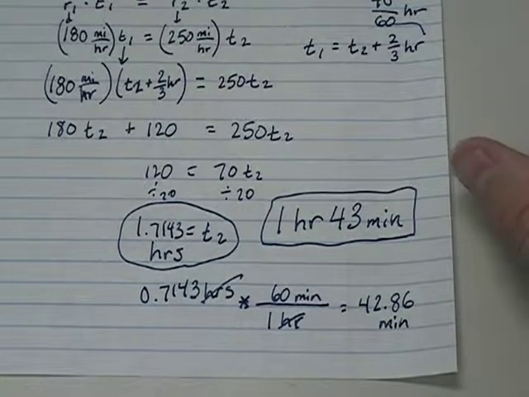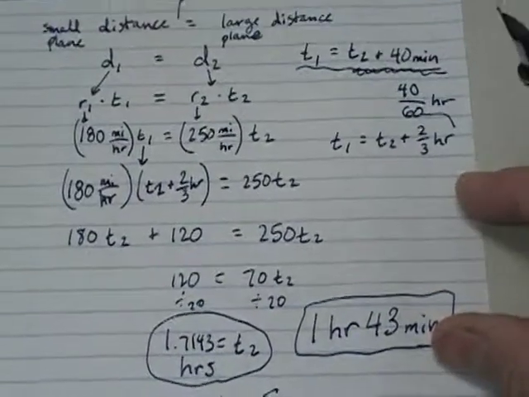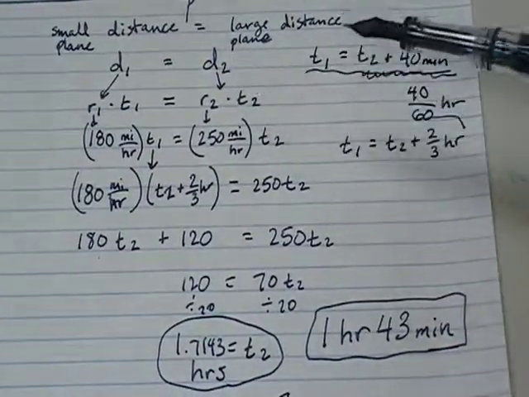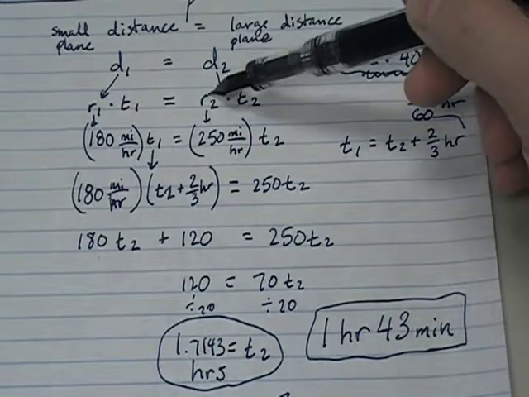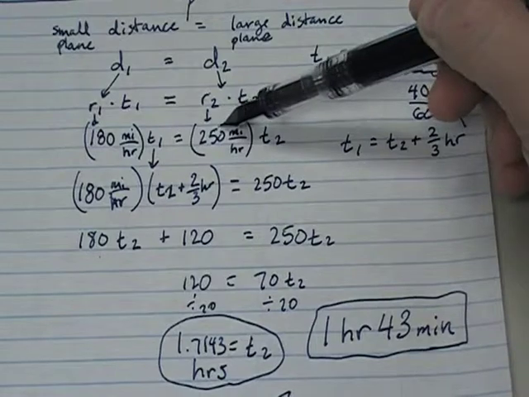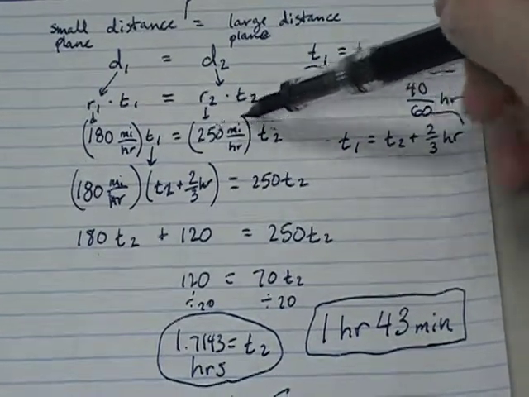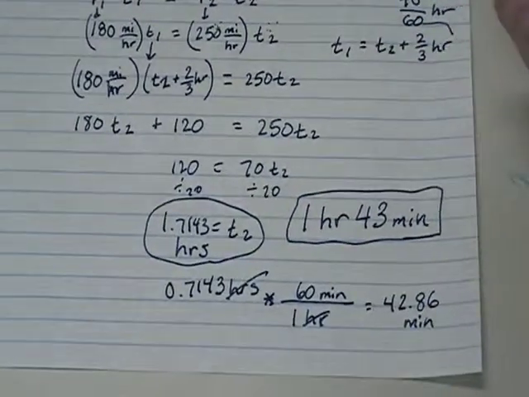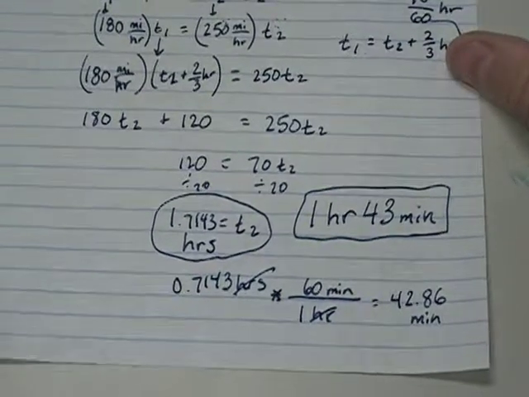What if someone asked you the distance that one of the planes traveled? What is distance? It's rate times time. So if they ask you how far the planes traveled, you could say, well, the rate of the large plane was 250. The time was 1.7143 hours. Multiply those together, and that would be the distance. So you can do a lot with this, not just find the time, but obviously if you can find the time, you can do a lot of other things.